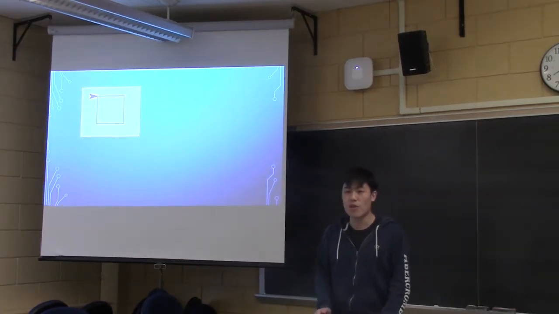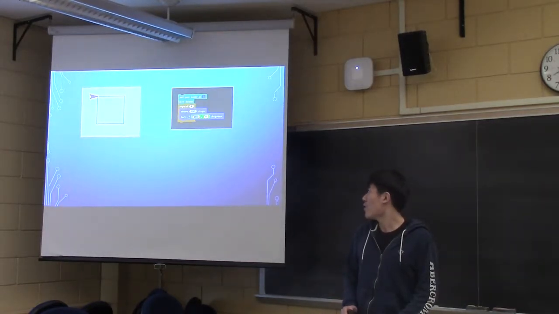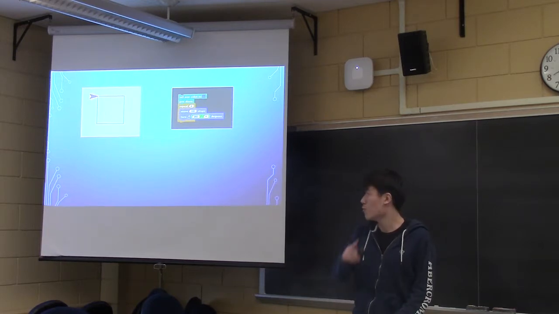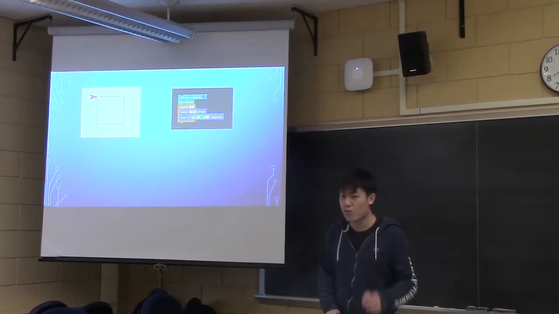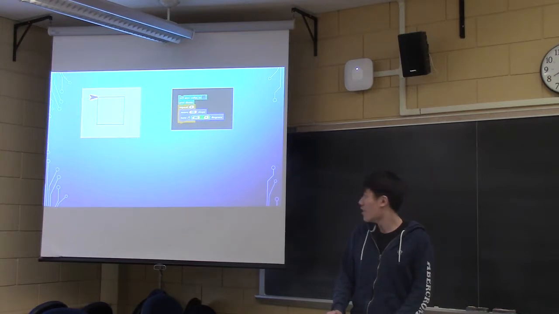First, I want to show you an example of a square. To make a square in Snap, first you choose the color of each line. The square has 4 sides, so you have to repeat 4 times. Every side has a length of 100 units, and you change 90 degrees every time you finish a line. So that's how you make a square.